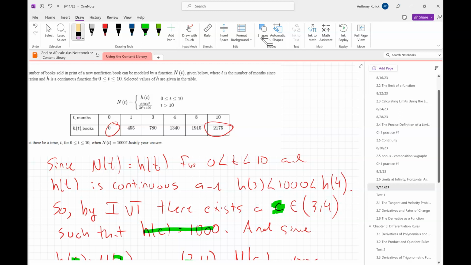So you kind of just disregard the bottom. Yeah, I didn't need it for this part at all. If all I care about is from 0 to 10, I don't care about the other piece of the piecewise function at all. Do you just pick 1,000 because it's between 0 and...? No, that's what it's asking. It's asking specifically whether there is a t where n of t equals 1,000.